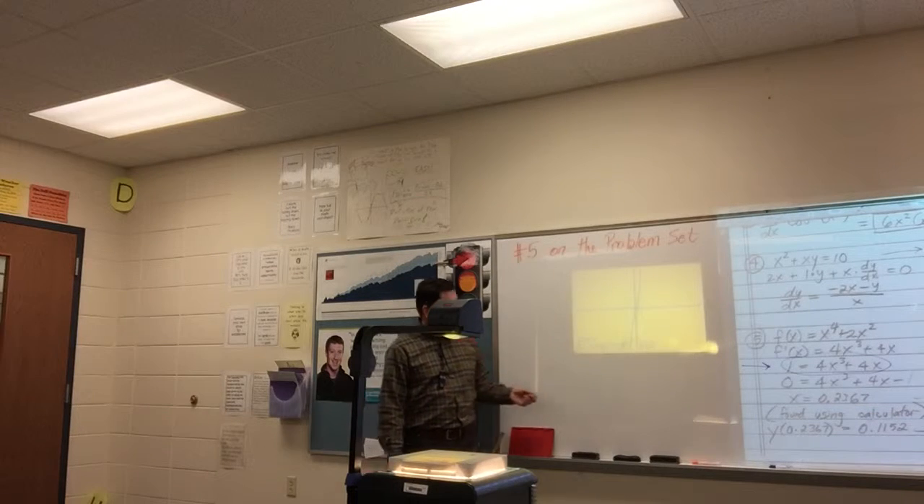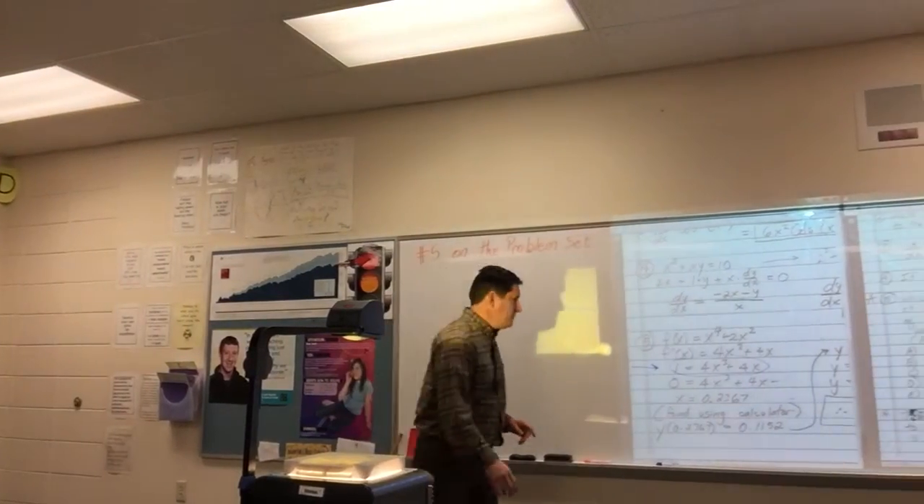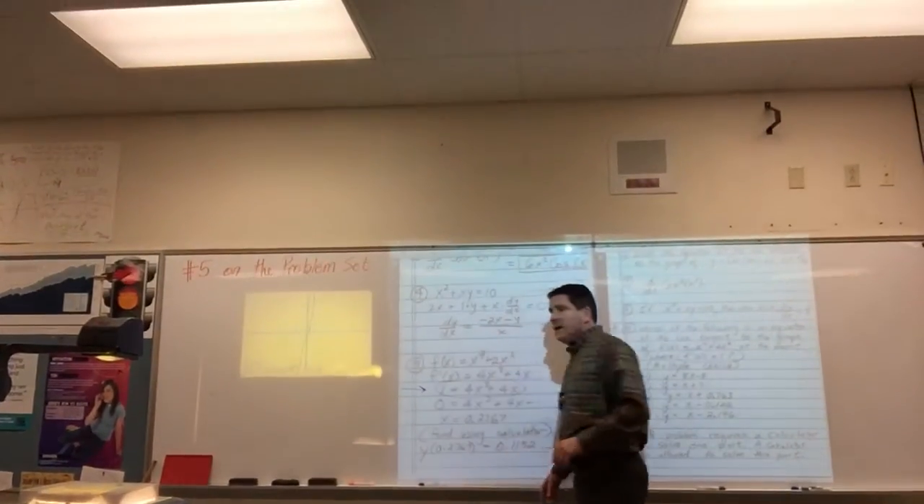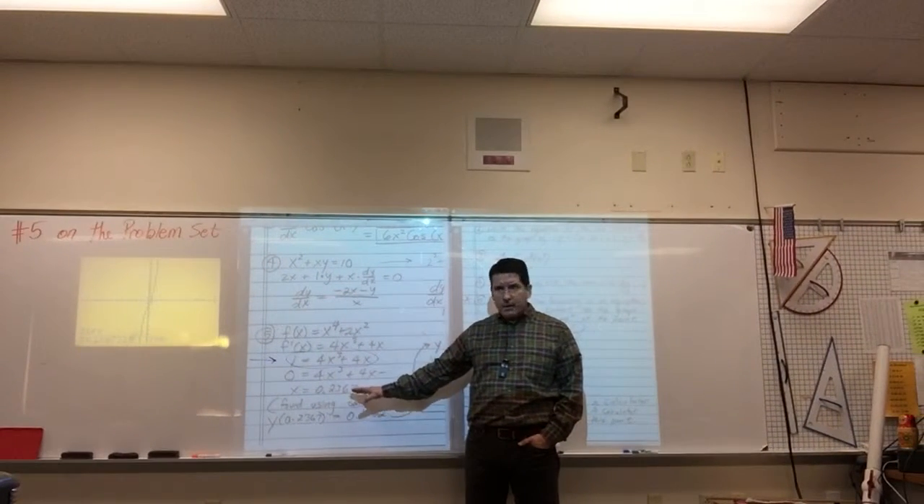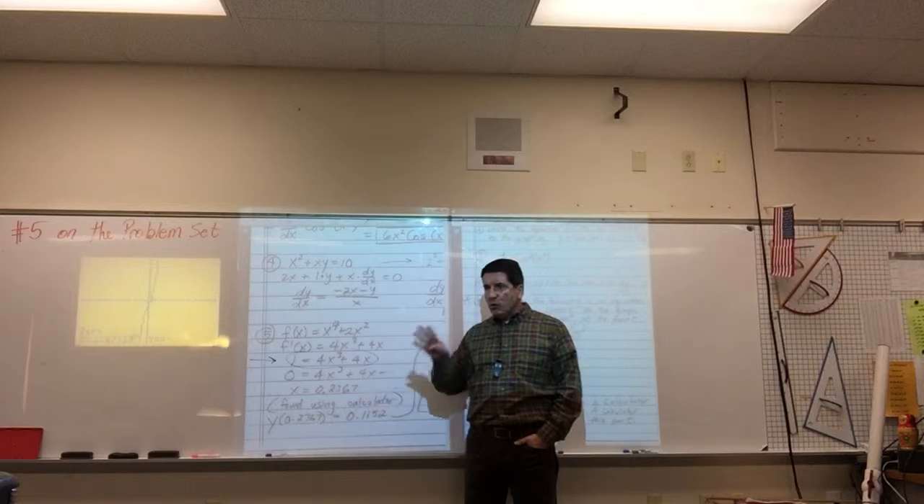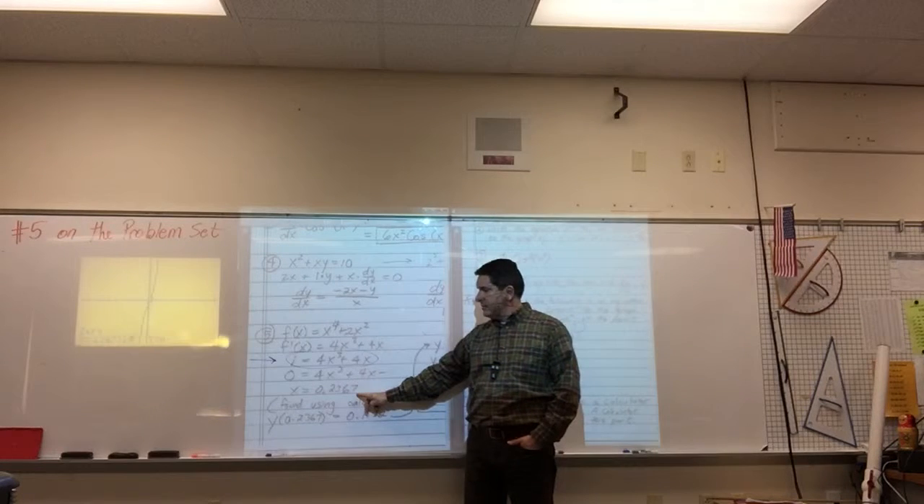Okay? But this is the most important thing. Everybody write this down somewhere. From now on, whenever we write down decimal numbers and numbers that have a decimal, you're going to only write 4 decimal places. No more, no less. 4 decimal places is what you're going to write down.